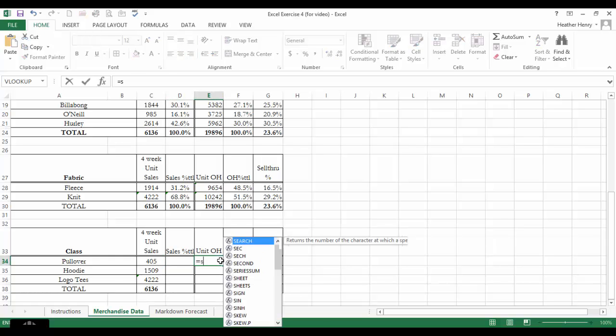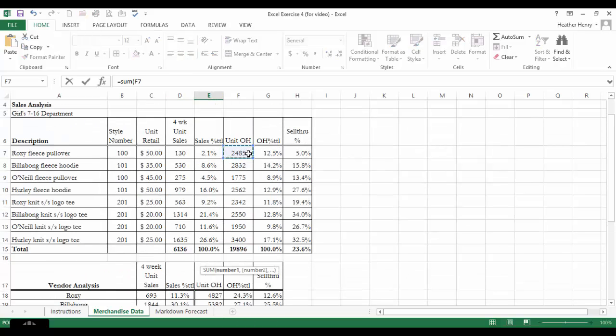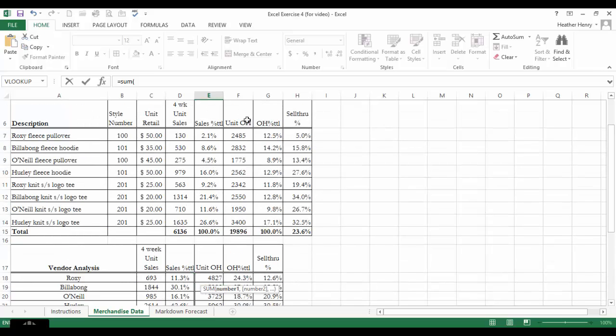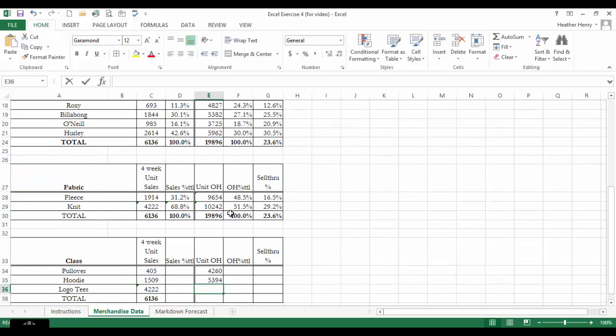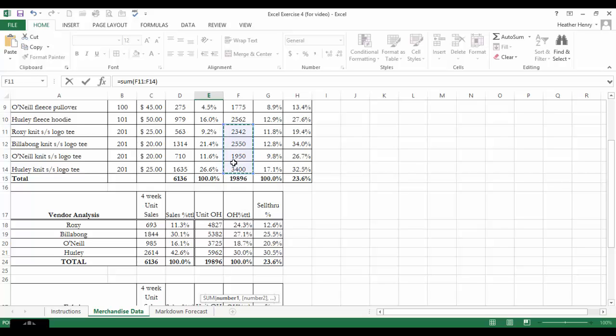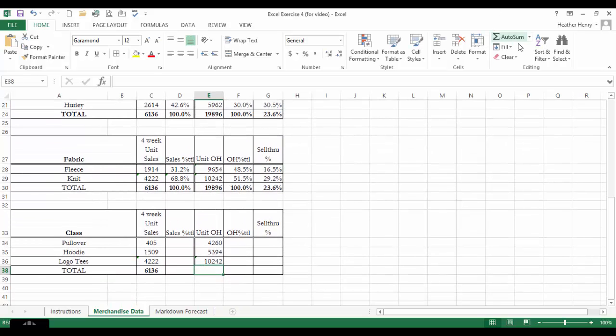We will go ahead and complete the same thing for our on-hands, as well as our hoodies. And let's also find all of our on-hand data for our logo tees. Once again, all of these numbers should add up to that 19,896 units, which they do, so we know all of our math has been correct.